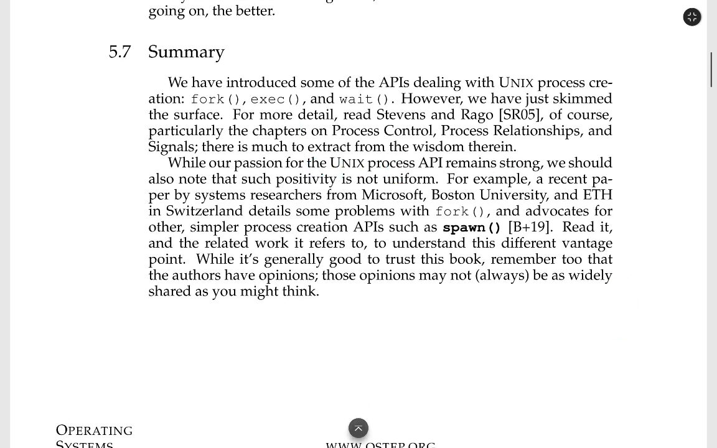While our passion for the Unix process API remains strong, we should also note that such positivity is not universal. For example, recent papers by systems researchers from Microsoft, Boston University, and ETH Switzerland detail some problems with fork and advocate for other, simpler process creation APIs, such as spawn. Read it and the related work it refers to, to understand these different vantage points. While it's generally good to trust this book, remember too that the authors have opinions. Those opinions may not always be as widely shared as you might think.